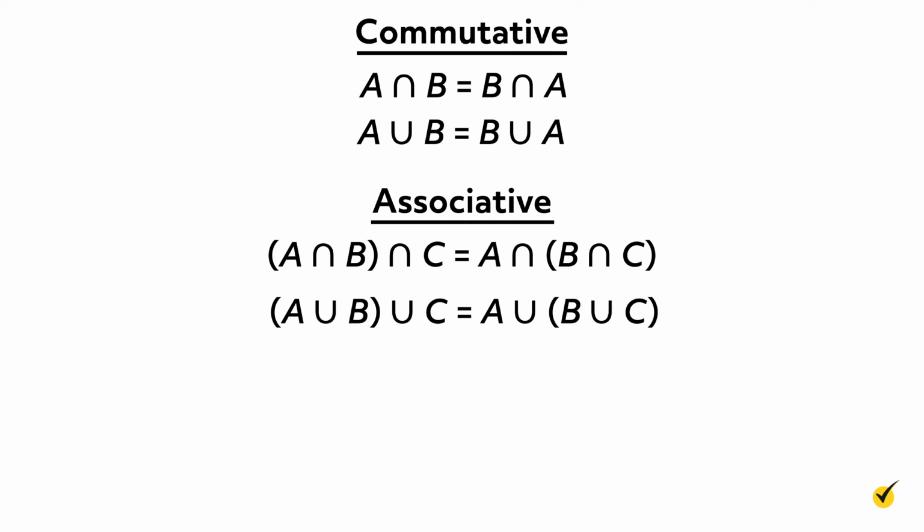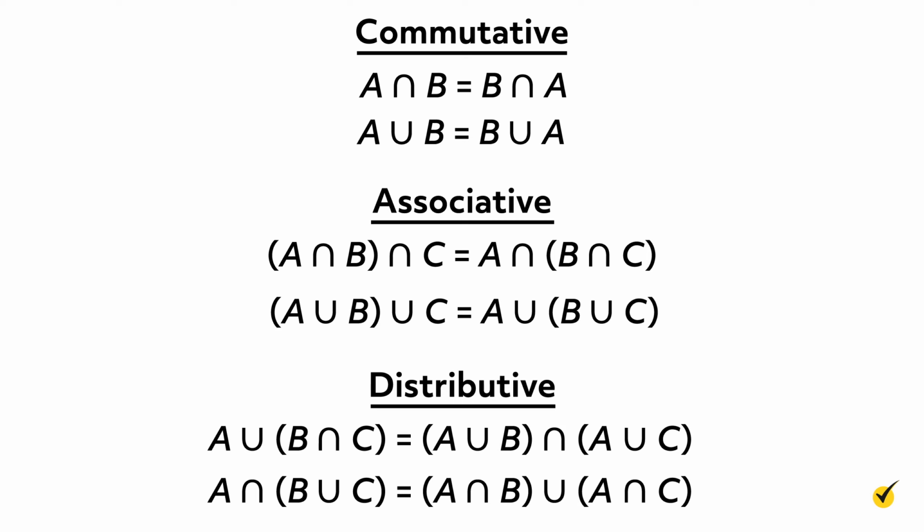Finally, the distributive property lets us rewrite the union of A and the intersection of B and C as the intersection of the union of A and B and the union of A and C. Similarly, the intersection of A and the union of B and C is equal to the union of A intersected with B and A intersected with C. Feel free to pause the video now and take a moment to write each of these properties down.